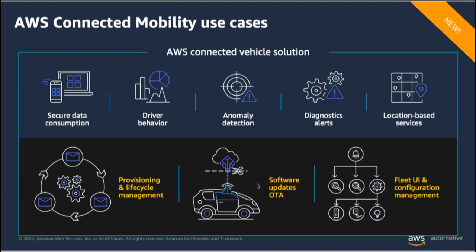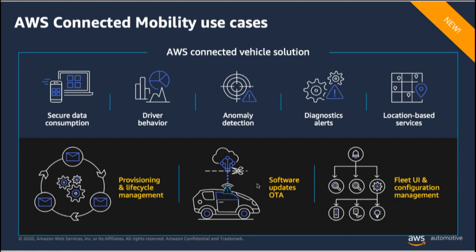So once we start on provisioning and lifecycle management, we will see how we can onboard a new vehicle, and onboarding means how we can connect that vehicle to the IoT cloud. Each vehicle will have a unique certificate for identification, authentication and authorization. Using that certificate ID, the vehicle's VIN number will be associated in the IoT cloud.